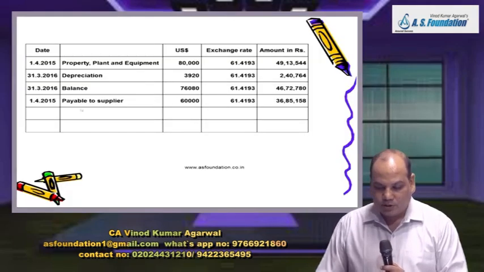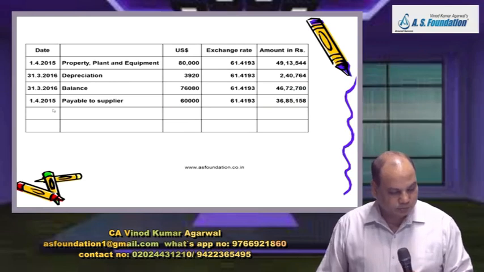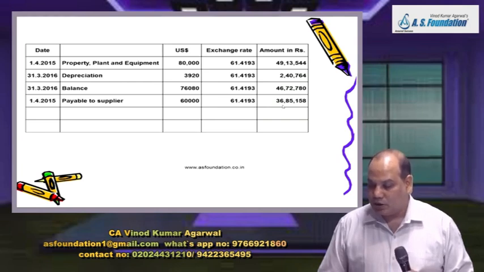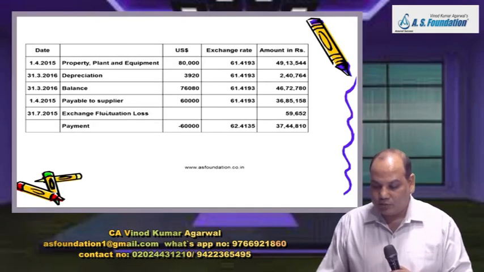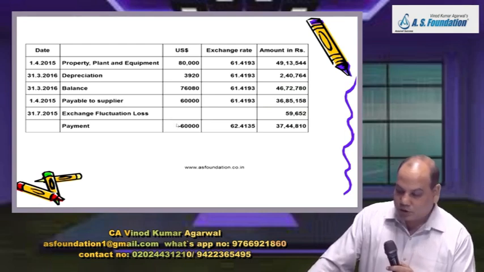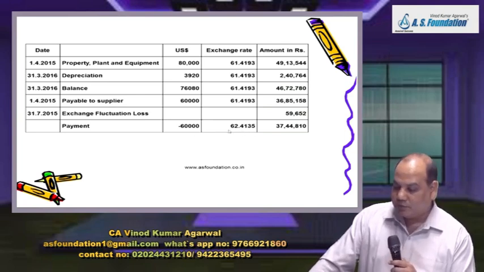Now come to the liability. On 1/4/15, change this date to 31st March 16, these two dates. On 1/4/15, the credit availed was $60,000. Same rate, 61.4193. Multiply. Check. Is it 3685158? And then when you settled it on 31st July 15, the rate was 62.4135. Just check 60,000 into 62.4135.